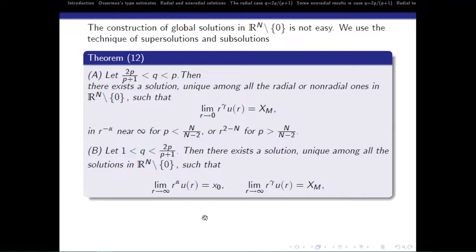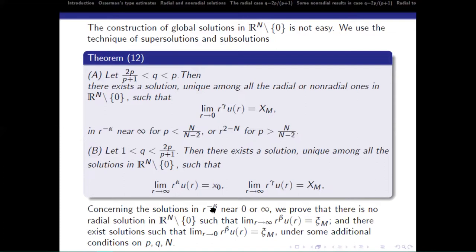Concerning the solutions behaving like r to the minus beta near zero or infinity, that means the behavior of the Hamilton-Jacobi equation, we can prove that there is no radial solution in R^n minus zero with this type of behavior at infinity. But there exist solutions with this type of behavior near zero under some additional conditions on p, q, n, and the problem is not easy.